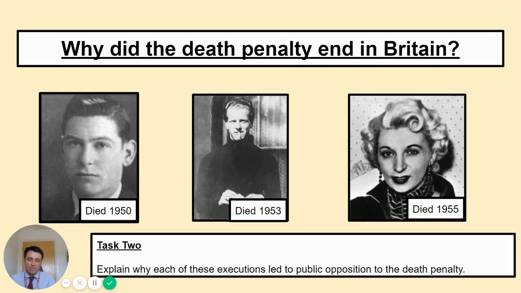And have a look at task 2 for me. Can you explain for each of these controversial executions why this led to public opposition to the death penalty? Why was each one seen as maybe unfair by the public? Why did the public start to think that this person shouldn't have died? What causes were there for the public to have this outrage? Pause the video here, complete that task 2, and then press play to continue.